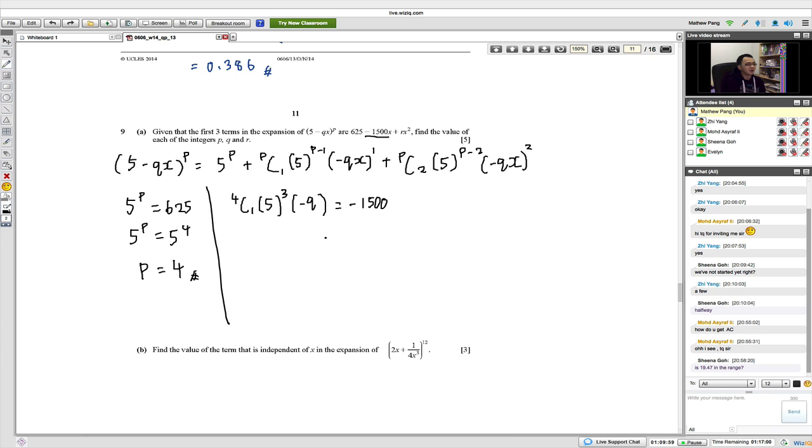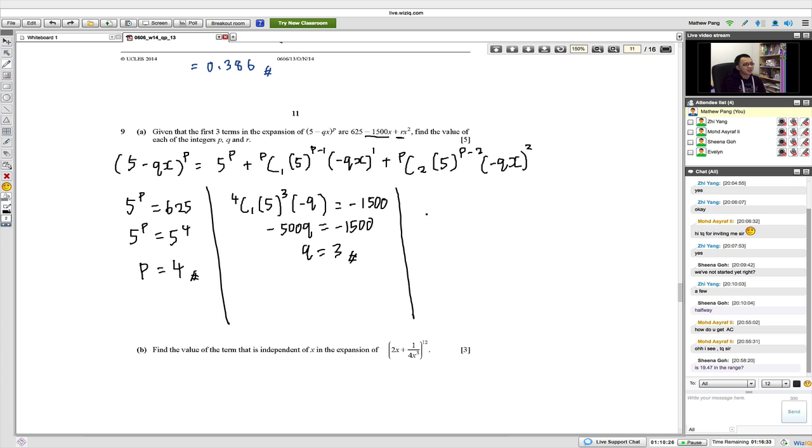So what I will do is, 4 multiplied by 125 is 500, okay? So negative 500q equals negative 1500. So q will equal 3. Alright, then I will solve the last one. I will take the coefficient of x power of 2, which is r in this case.